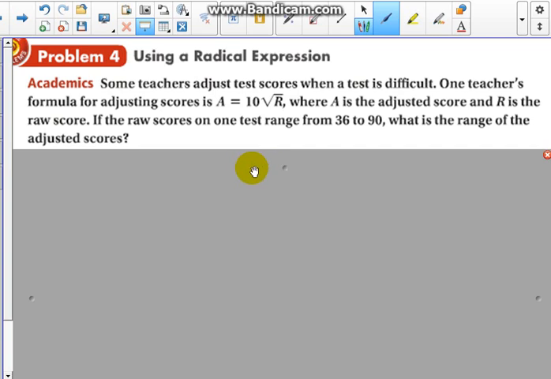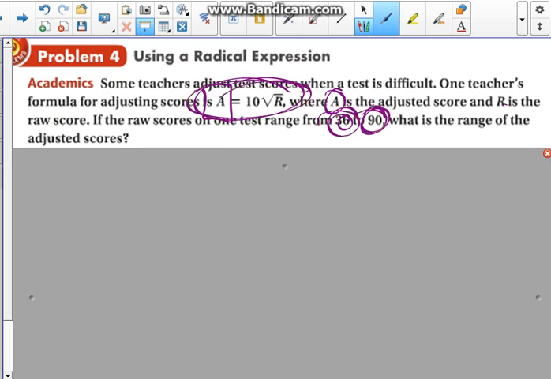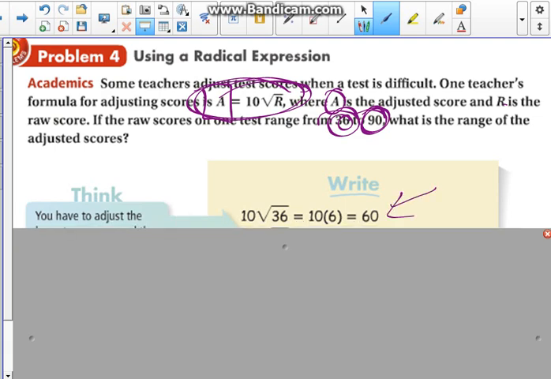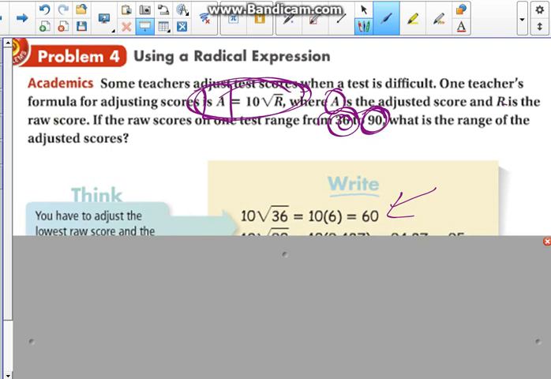So we know our formula is A equals 10 radical R. A is our adjusted score, so that's what we're trying to find. So that means our raw scores are the 36 and the 90. So we have to do this formula twice, one for 36 and one for 90. So for 36, A equals 10 times radical 36, which is 6, and 10 times 6 is 60. So the bottom of her test was 60. That's the adjusted score. So the child who made a 36 now has a D.